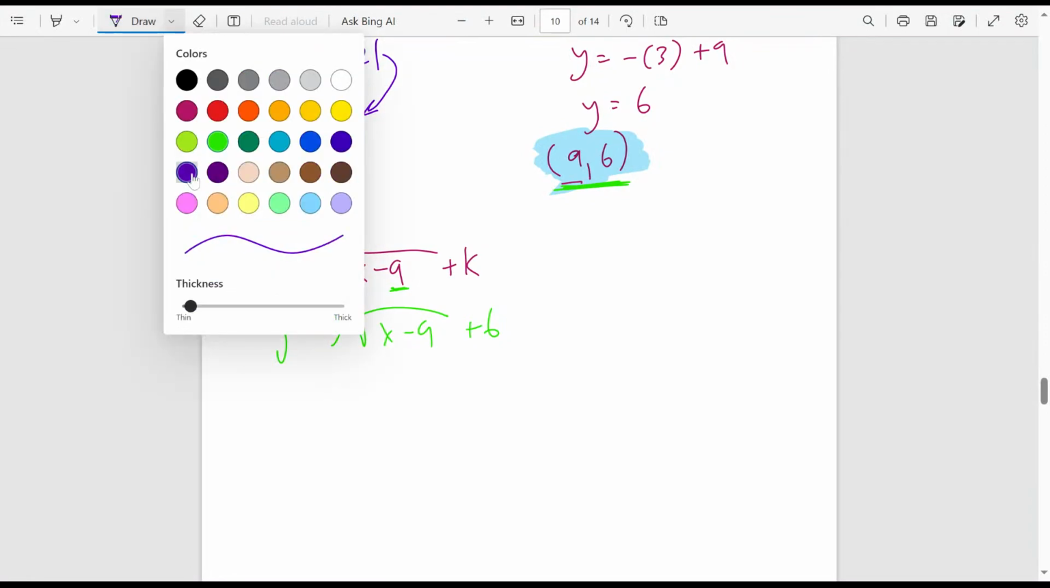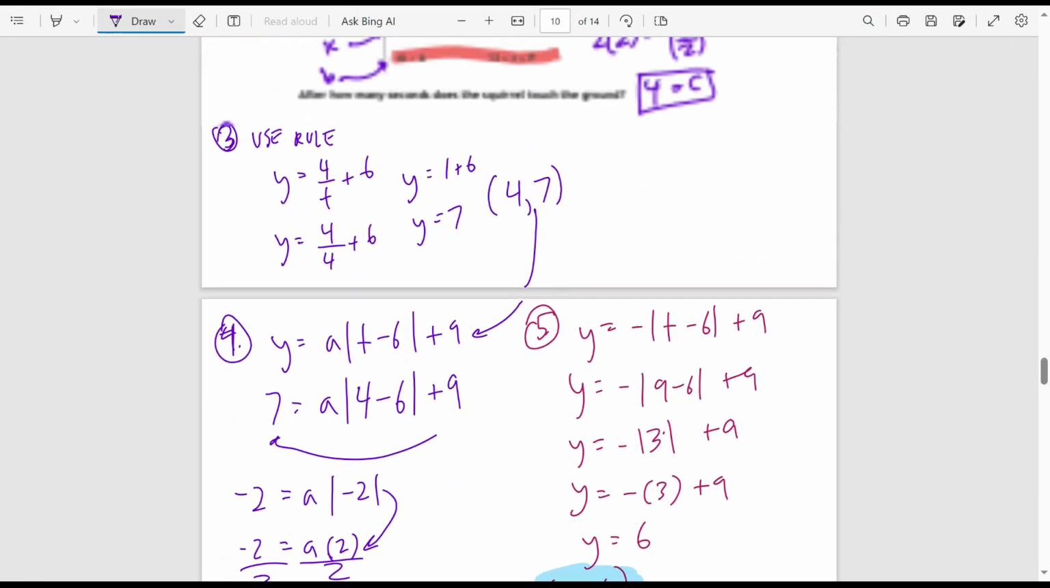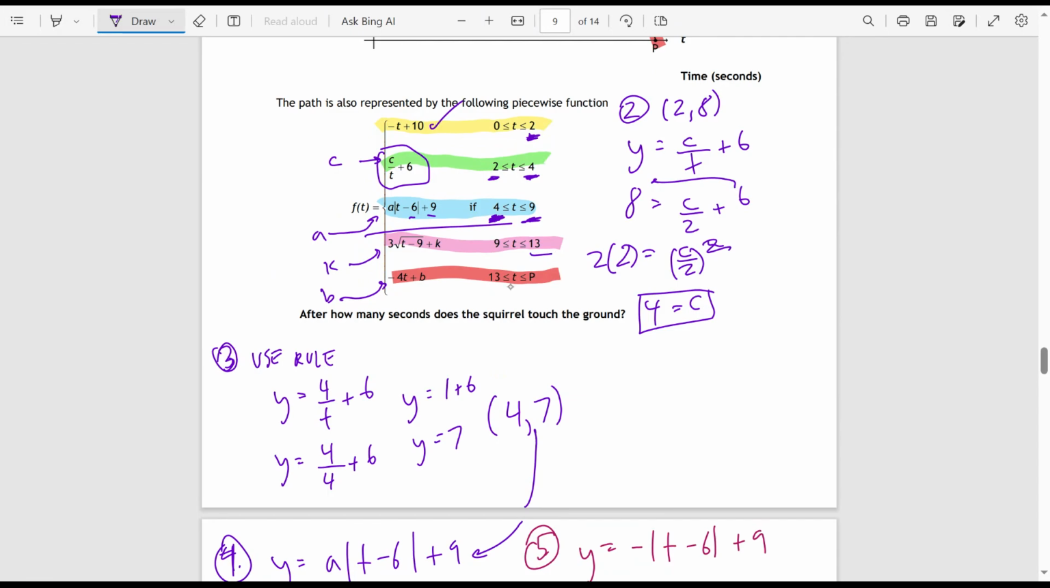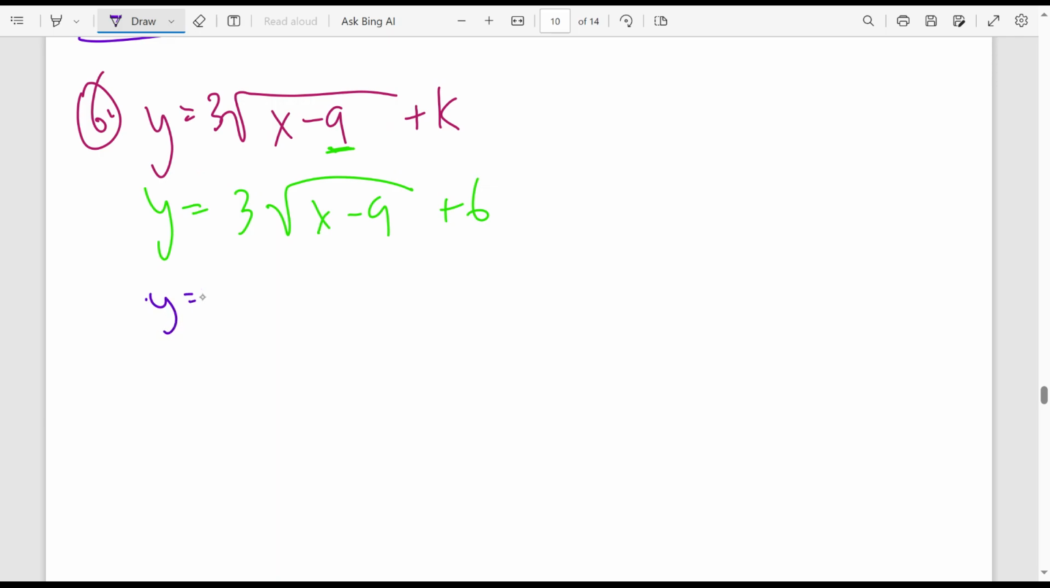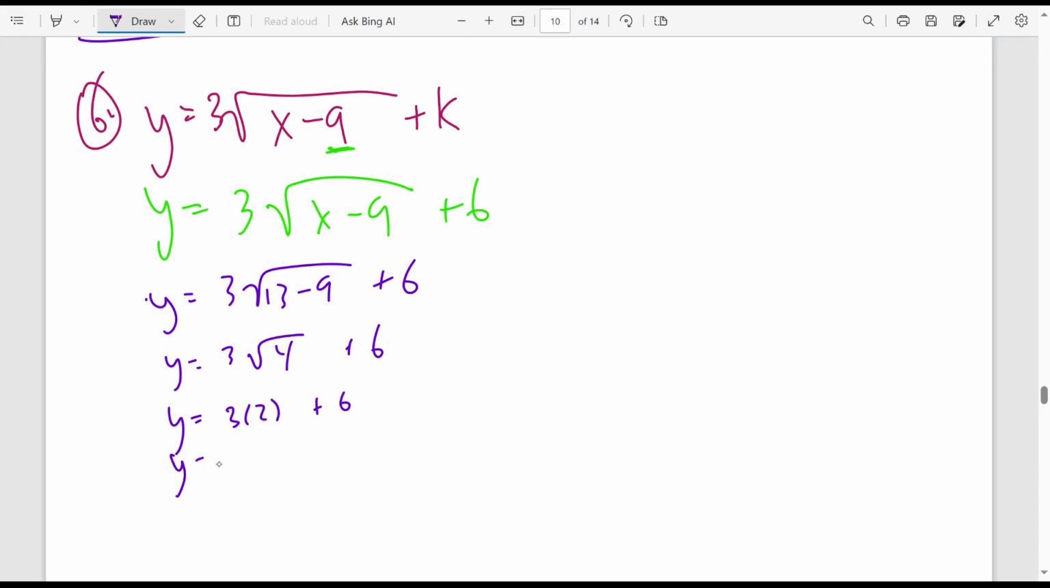Now I can literally just plug in. I have the rule of it. So what's the handoff point? 13. So I can just plug in: y equals 3 times 13 minus 9 plus 6, and solve. Y is equal to 3 times 2 plus 6. Y is equal to 6 plus 6. Y is equal to 12. So that's just me executing. This would be step 7, let's just say, because I'm plugging in a value to get it.